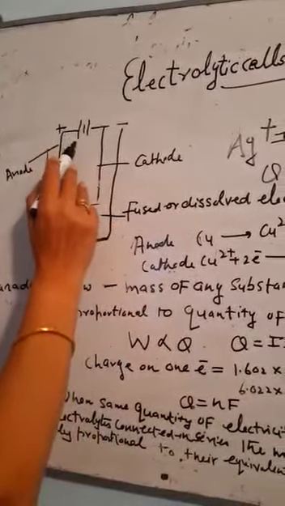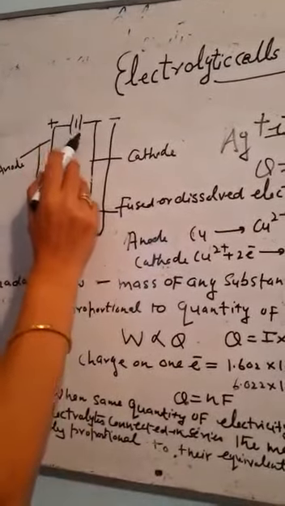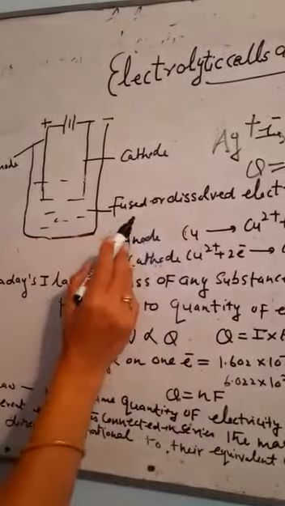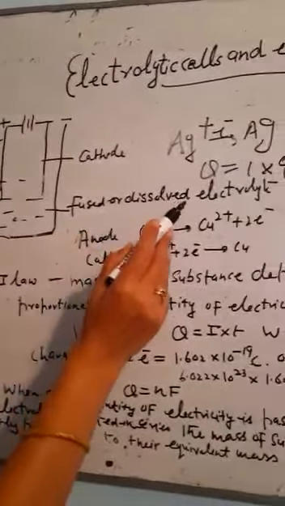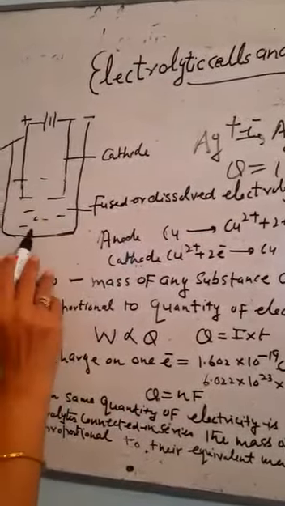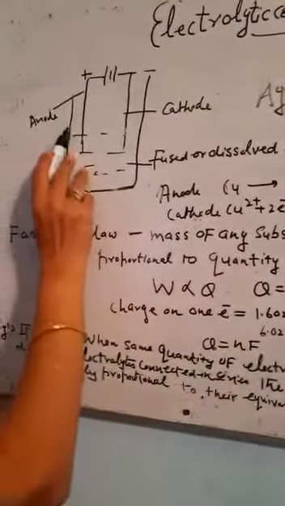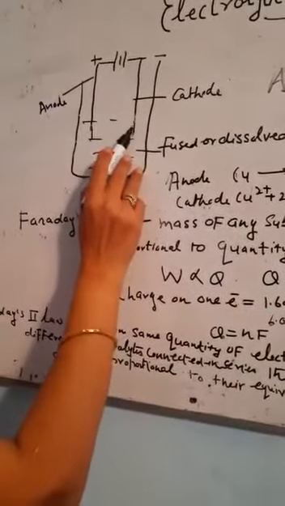In the electrolytic cell, external source of electricity is used and an electrolyte is taken either in a fused form or a dissolved electrolyte is taken. Let me take one example for this. Two strips of copper are being taken. The anode is impure copper and the cathode is pure copper.